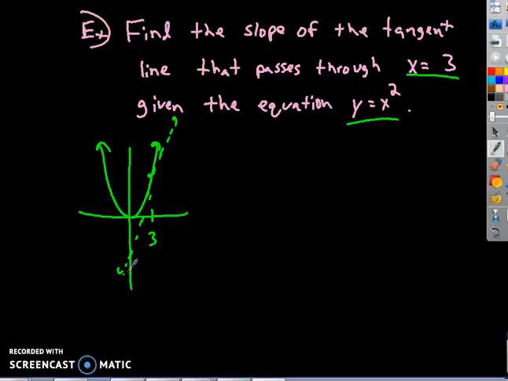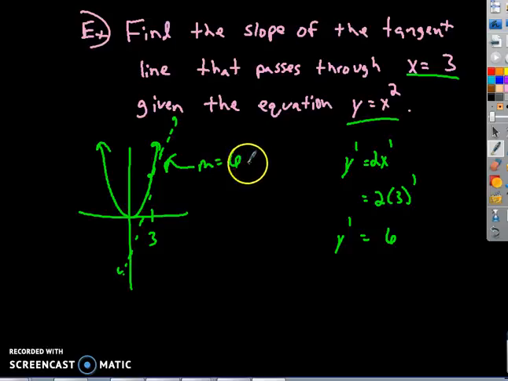So basically what you do is you take this equation and take the derivative of it. So 2x to the first. Then after you find the derivative of that equation, to find the slope there, you evaluate 3 in it. So I will get 2 times 3 to the first, which is 6. So y prime at 3 is 6. That means the slope of this line right here, m equals 6. So apparently that line has a rise of 6 and a run of 1. But yeah, that's how you find the slope of it. You just take the derivative of that equation, then plug in 3 at that point.